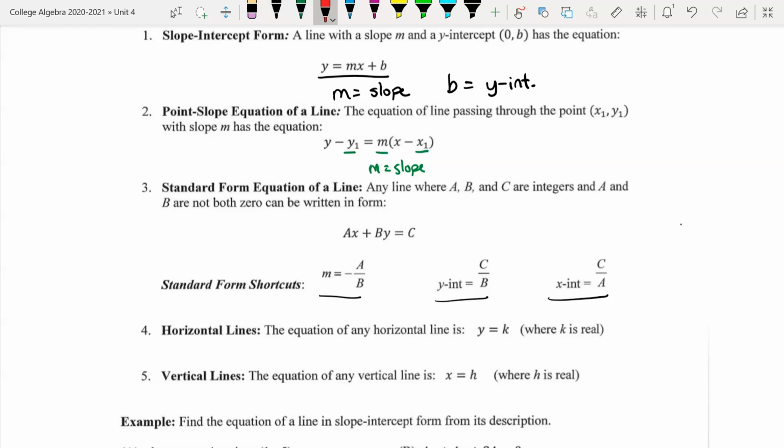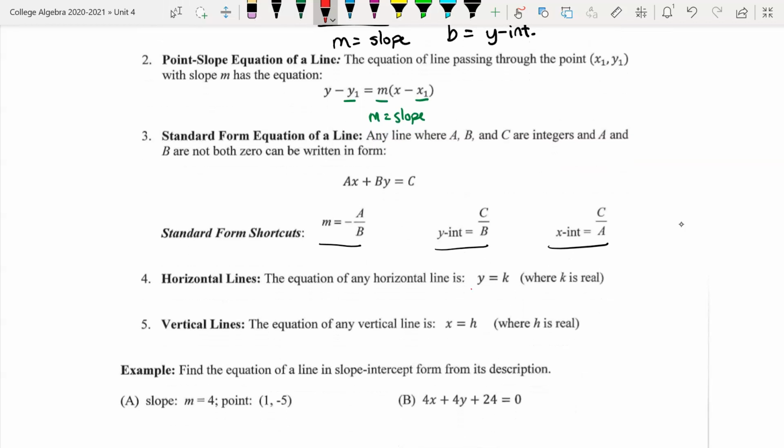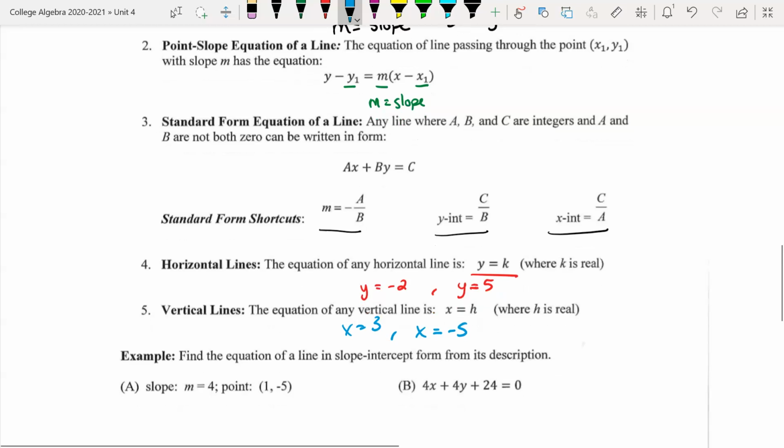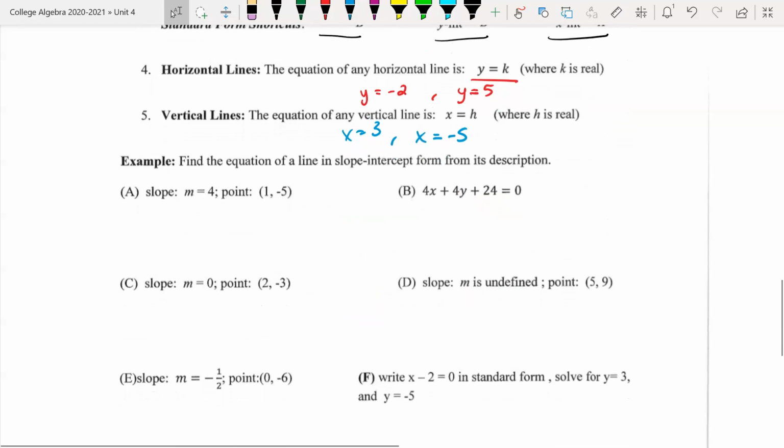The ones that are the most confusing for people most of the time are the horizontal lines. Y equals -2, y equals 5. Anything that just says y equals a number is a horizontal line. Same way with a vertical line. It's x equals 3, x equals -5, whatever it is, as long as x equals a number. So then it says some examples like this, and I'm going to help you on these.